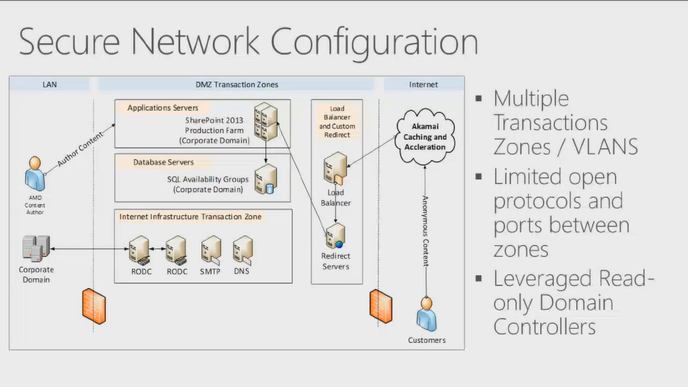Yeah, so the diagrams we've given so far have been pretty simple. So here we go into a little bit more detail. As you can see, we have a hardware-based load balancer. We have a custom redirect server that allows our partners in marketing to create URLs like www.amd.com/game and have that forward to particular pages if you want to. So that sits in between and intercepts all the traffic.